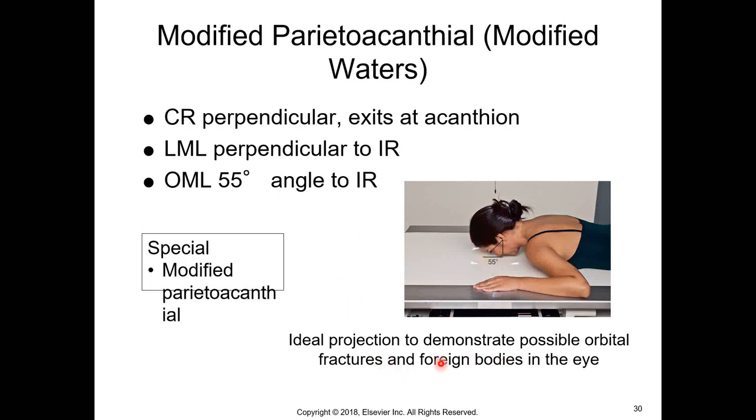This one is important because it's ideal for orbital fractures and foreign bodies in the eye. So any pre-MRI orbits will be done using the modified Waters, and like blowout fractures, if you're looking at the orbital floors, you would want to do the modified Waters.